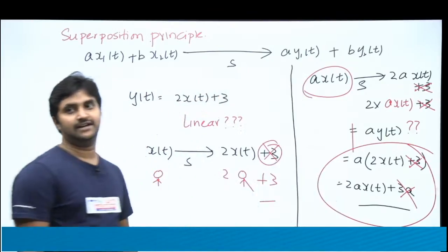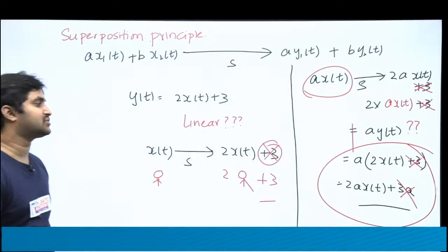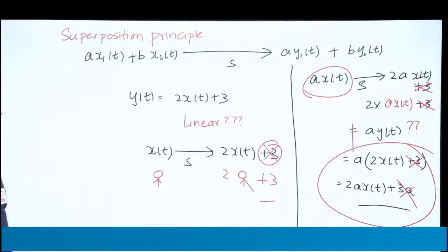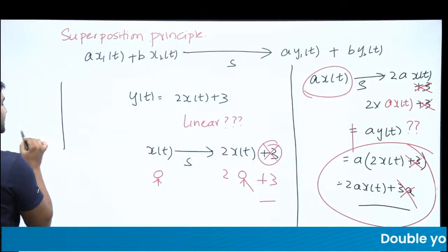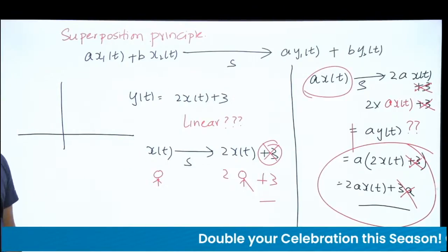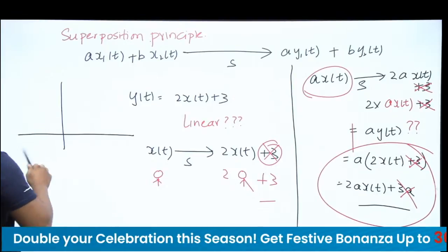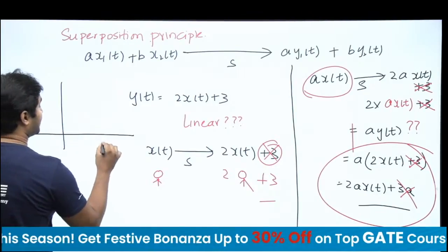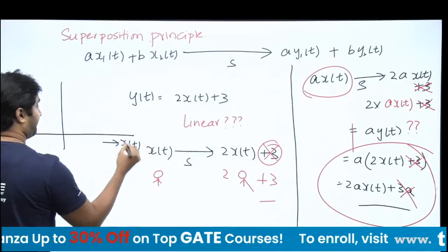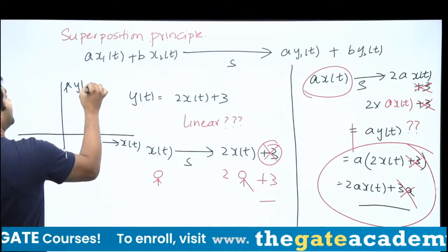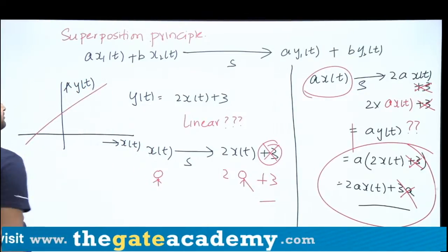Now it is fine, right? If I just remove this 3, then it is fine. What does it mean? As Ranjit is rightly telling, it is still a line, right? The relation between x of t and y of t is still a line.